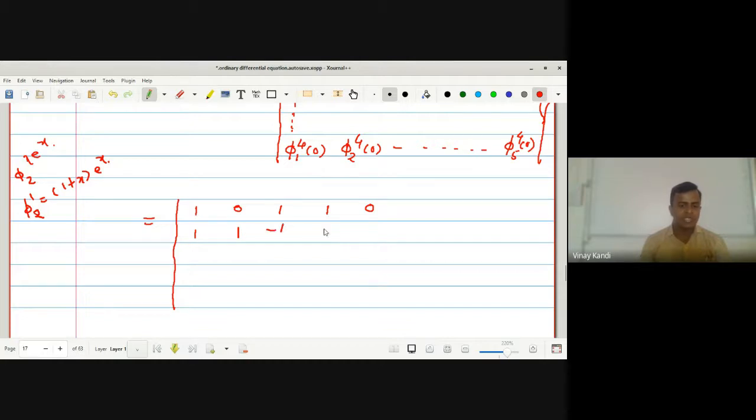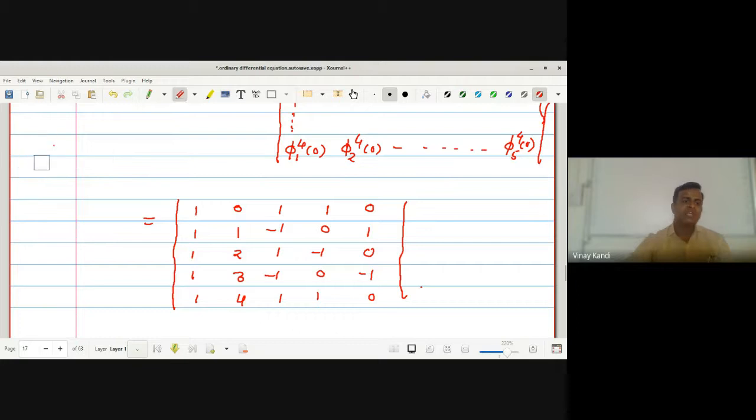मग तो determinant काय येईल? हा येईल 1 2 1 minus 1 0. Okay, this is the third row, and fourth row is 1 3 minus 1 0 and minus 1. Okay, now 1 4 1 1 0. ओके, हा तुमचा 5 by 5 चा काय आला? Determinant आला. ओके. आता टेल मी हाऊ टू सॉल्व धिस. याची व्हॅल्यू कशी काढायची आहेत आपल्याला? Determinantची व्हॅल्यू.